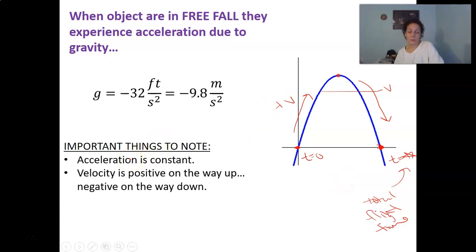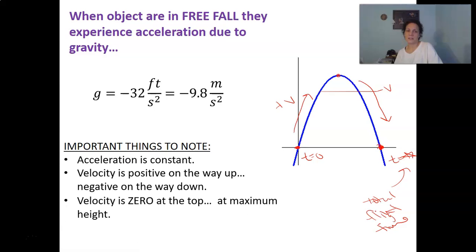Okay, so positive velocity on the way up, negative velocity on the way down. And really, really, really important are these last two facts I have here. Velocity is 0 at the top. So we talked about this a little bit the other day when we said that in order to change direction, an object has to stop for an instant, right? If it's moving to the left and then suddenly it's moving to the right, it must have stopped. And we saw that on our sign charts.